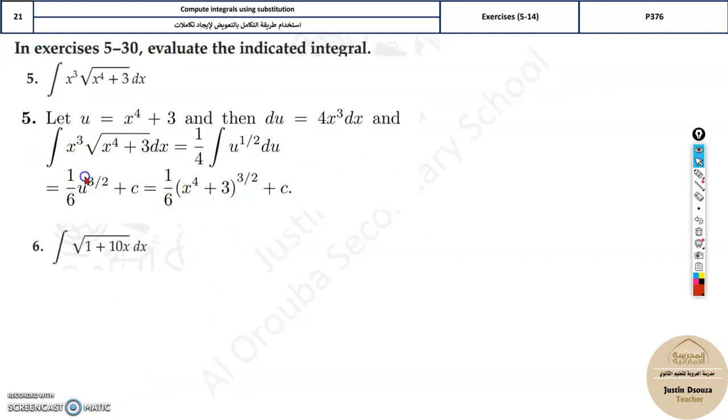Please do solve the other problems as well. Now over here, it's inside the root, right? Because when we had e to the power square root x, we took this entire term as u because it's much simpler.